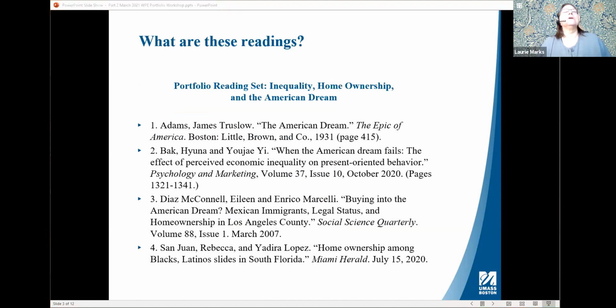So here are the 4 readings in the reading set. The first one is by James Truslow Adams. It was published in 1931. And it's a selection from his book titled The Epic of America.